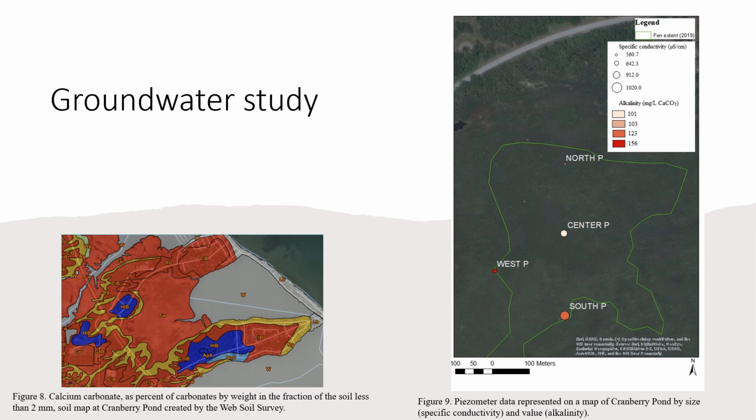Using the groundwater level measurements taken from the piezometer nest in the center of the peatland, we were able to determine that there was discharge groundwater flow in the spring. These effects disappeared in the summer and fall, possibly due to higher evapotranspiration rates. As seen in Figure 9, alkalinity was highest in the western piezometer, corresponding to calcium carbonate deposits, as seen in Figure 8 in blue. Specific conductivity was highest in the south and the center. Understanding the influence of groundwater can help to explain patterns in vegetation communities.